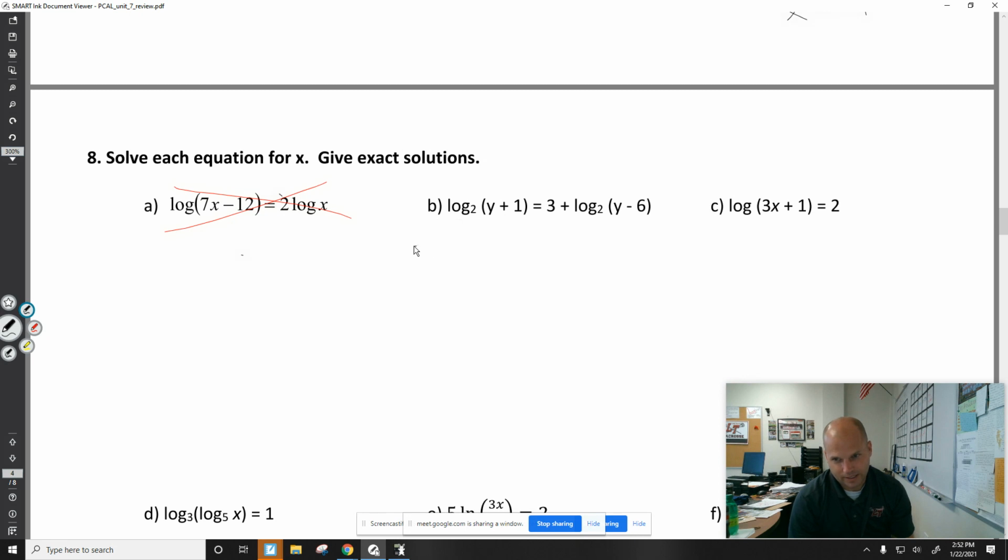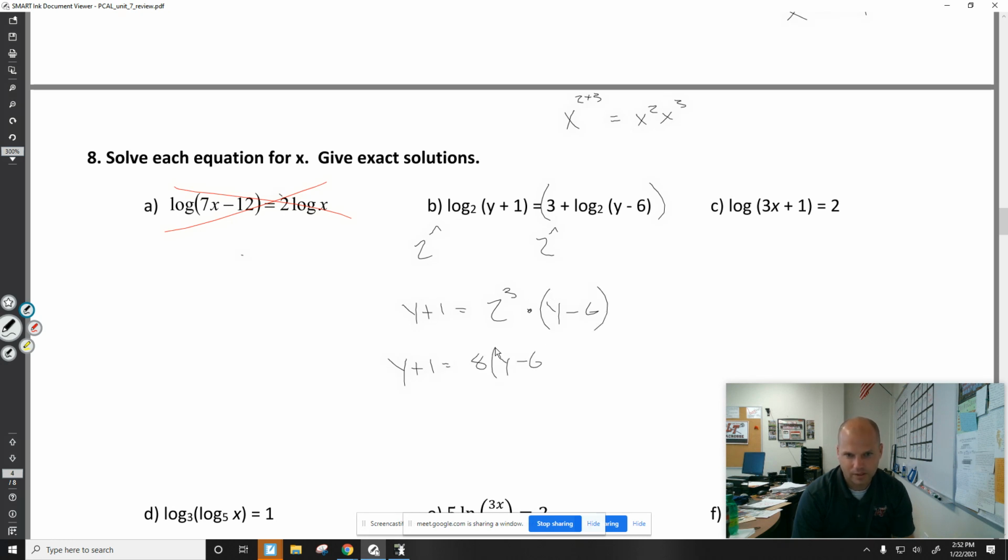For this one, I'm going to have to take 2 to the power because I can't simplify this on the right side. But watch what I can do. 2 to the left side, y plus 1. On the right side, I have 2 to the... This is another example of you got this. Sometimes it's beneficial to rewrite it like this. I can rewrite this as 2 cubed times 2 to the log base 2 of y minus 6. That's y minus 6. So that's y plus 1 equals 8 times y minus 6.